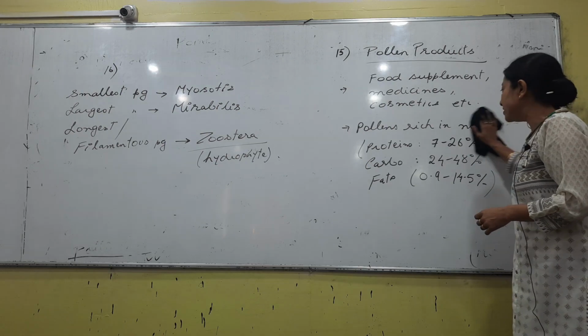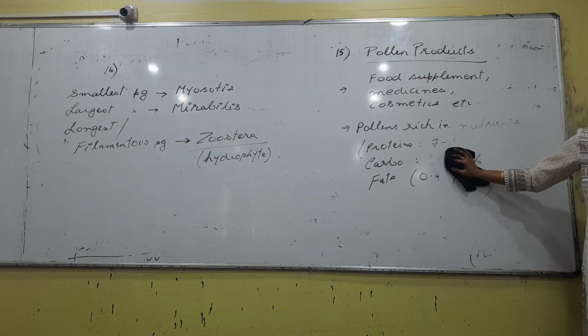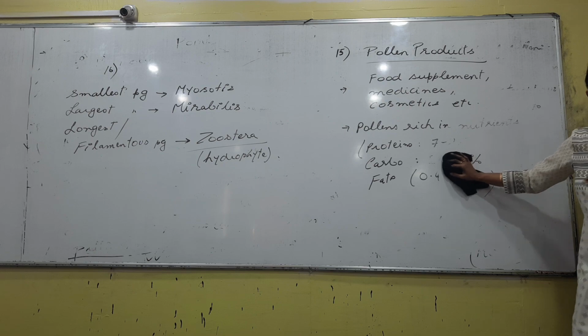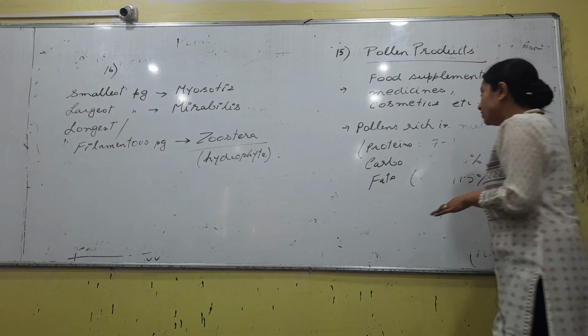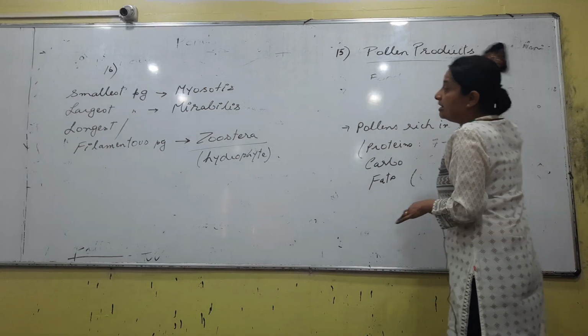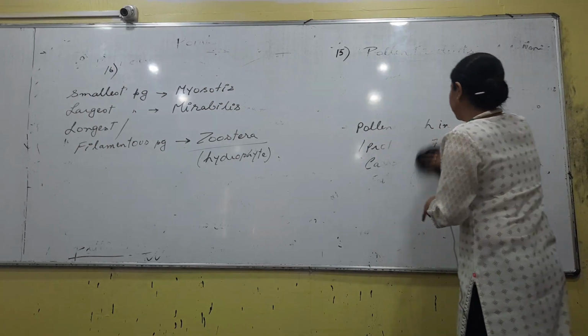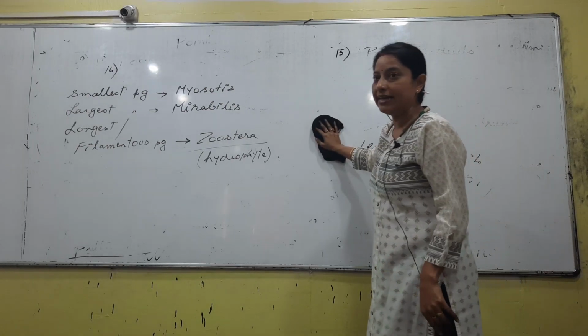Pollen grain, how it is formed, we have read. Pollen grain, how it develops, how it germinates. This is the thing that we are going to study. So write the heading: development of the male gametophyte. Now what do you understand by the word male gametophyte?